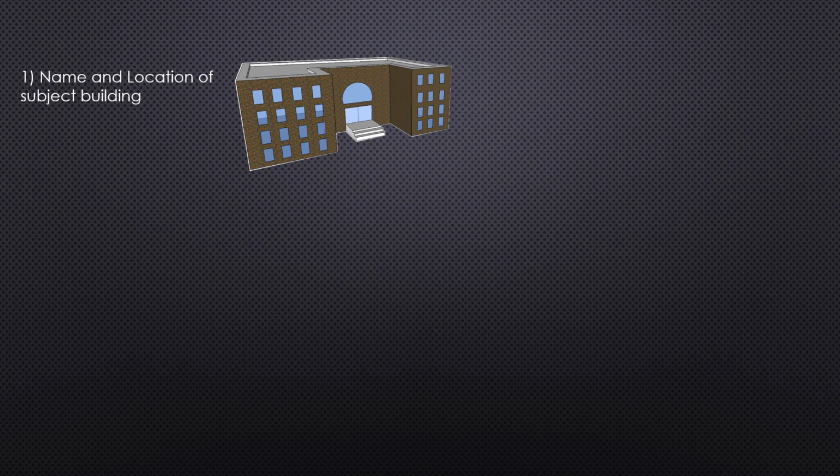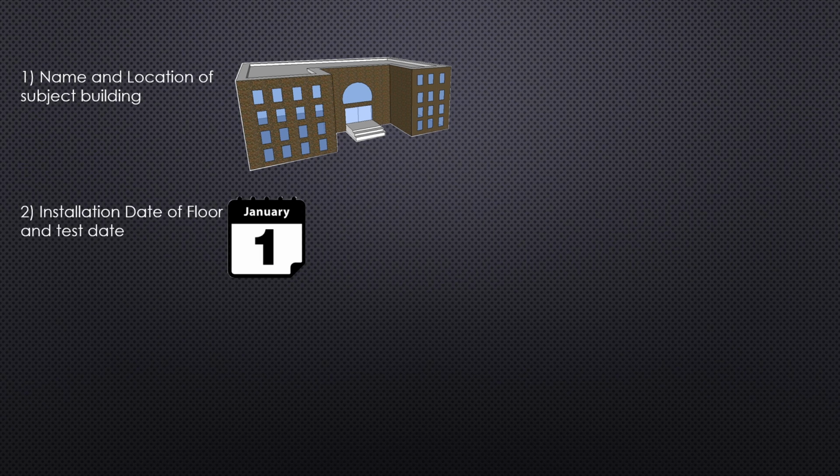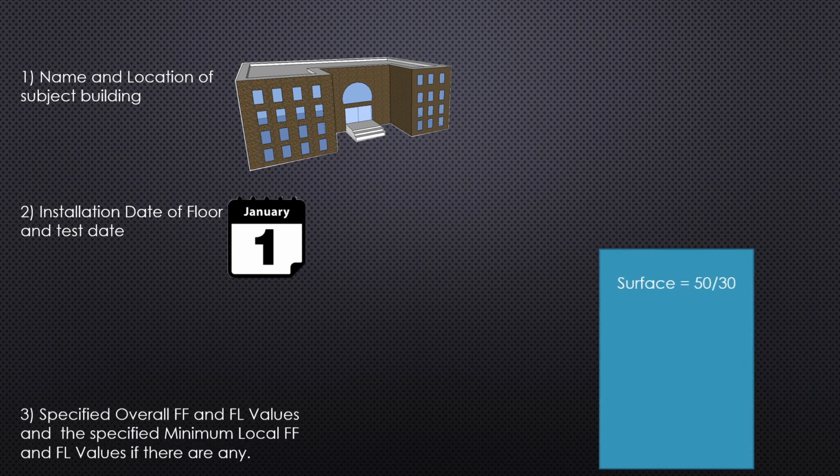The name and location of the subject building, 2. The installation date of the floor, as well as the date you're testing it. Now as a side note, per ACI 117-90, that requires the specified concrete floor tolerances be checked within 72 hours after floor installation. This means that you, as the person testing the floor, have 72 hours from the date the particular section was placed to test it. If you can't perform this test within 72 hours, then your test is no longer in compliance with ASTM 1155.